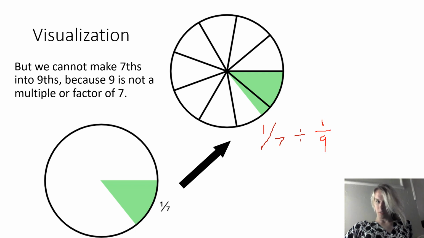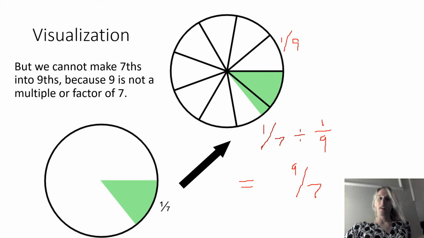Which is the same thing as multiplying by 9/1, which gives 9/7. So in terms of these 9th slices, these slices of pizza that are a 9th of a pizza, a 7th is 9/7 of those, which is 1 2/7 slices of pizza.